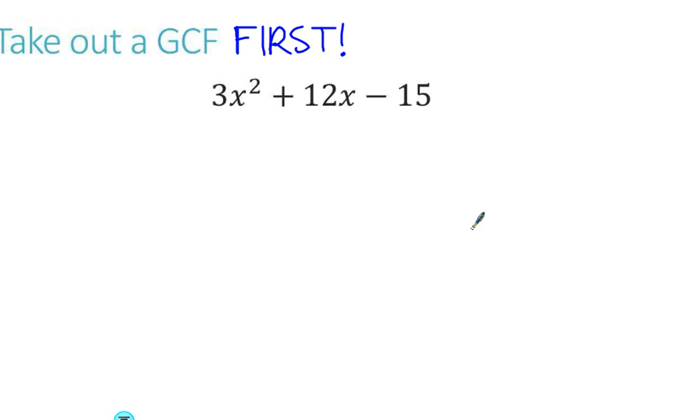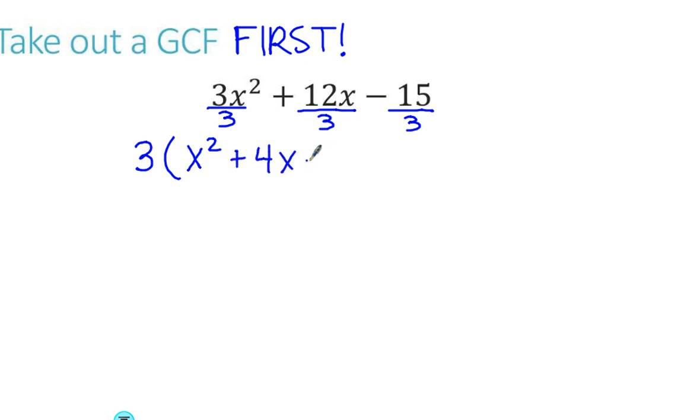So remember, we look at our smallest number, 3. Does 3 divide nicely into our other 2 terms here? And the answer is yes. So we do have a GCF. Alright, so what I'm going to do is first factor out that GCF by dividing everything by 3. And I'm going to have 3x squared divided by 3 is 1x squared. 12x divided by 3 is a positive 4x. And negative 15 divided by 3 is negative 5.